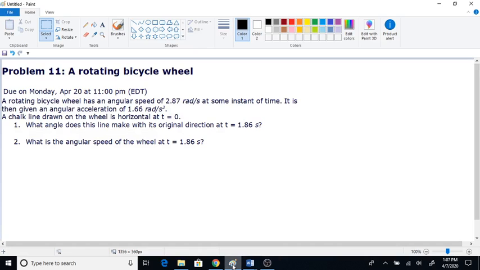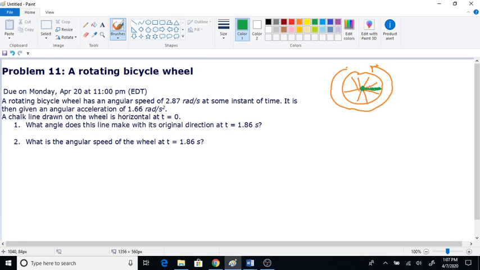Today we are going to do problem 11, a rotating bicycle wheel. We're given some information here, and we've got a bicycle wheel. We could draw the spokes out, happy little spokes. I'm not as good as Bob Ross though, but happy little spokes going through there. And this thing's spinning, right? We're spinning around.